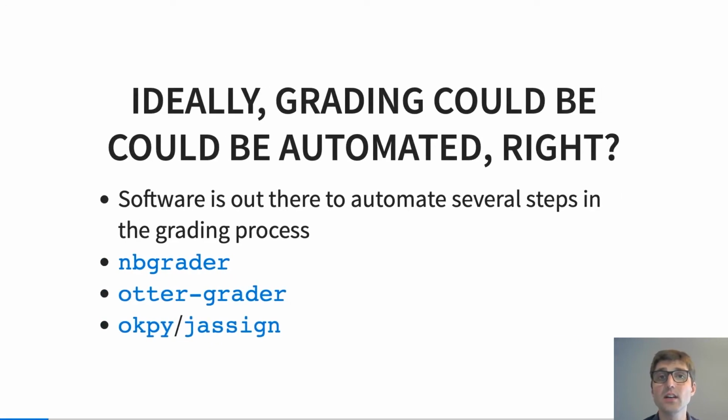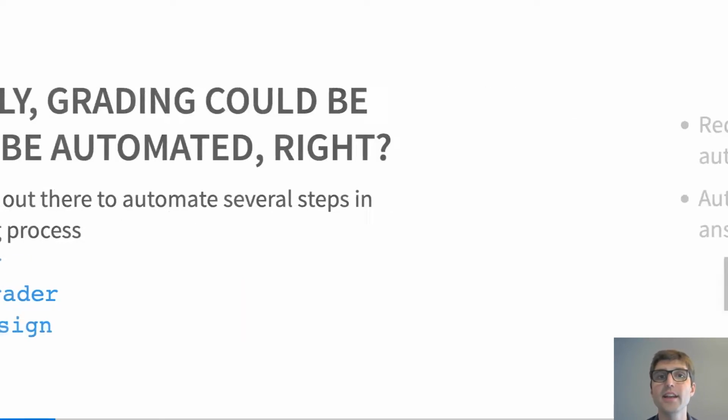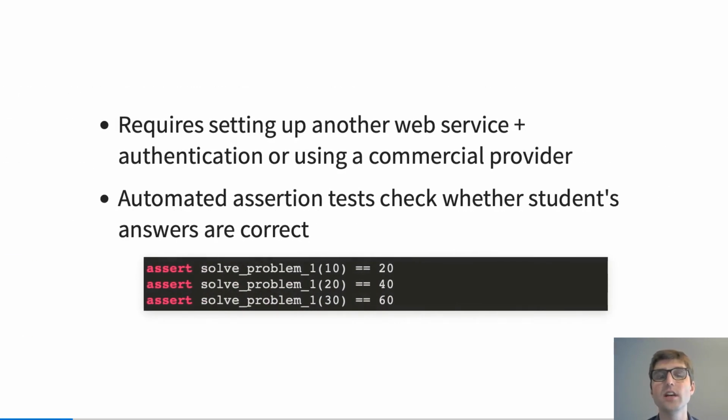So ideally, grading could be automated and we would never have to deal with it manually ourselves. However, despite the fact that there are several software packages out there, they don't quite meet the needs that I have for my class. And there are two particular problems that I've identified with these software packages. The first is that I already run a JupyterHub instance for my classes, which is just about all the sysadmin that I can manage. So the idea of setting up another web service plus authentication to be able to use something like NBGrader or using a commercial provider like OKPy may not be possible or feasible at my university.